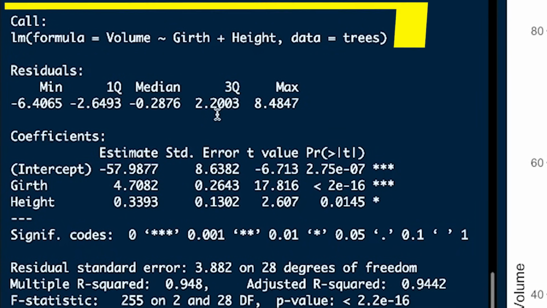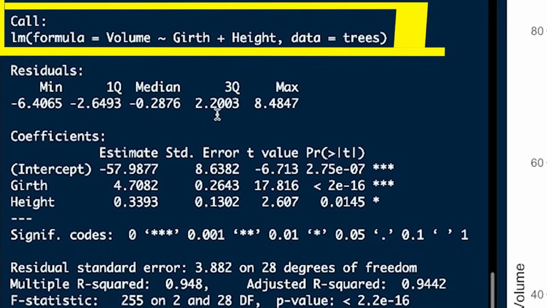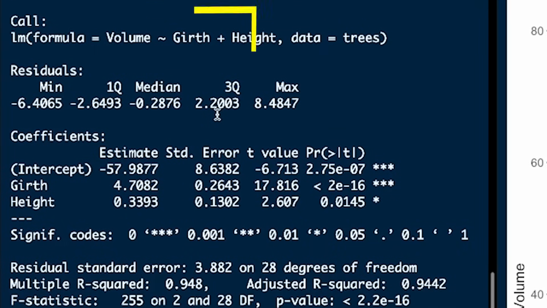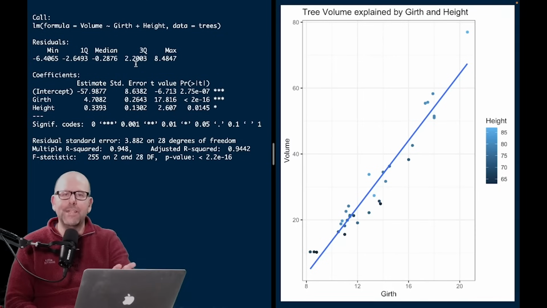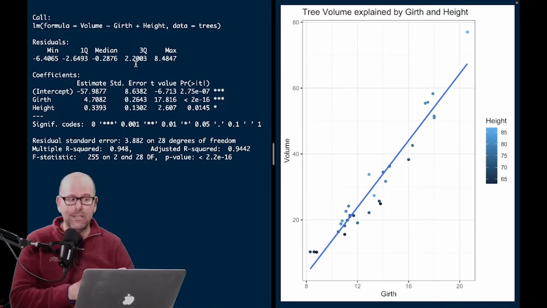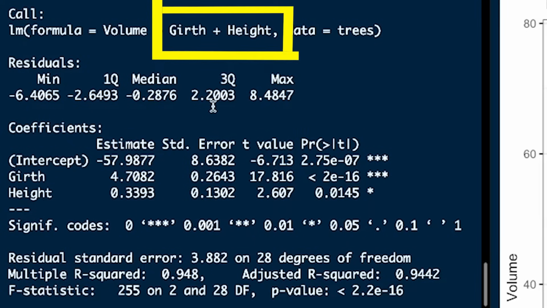Our formula at the top, we've got volume is explained by girth plus height. The plus there is important if you're working in R, and other software may use a different way of explaining this, but we're just adding height in as an explanatory variable. We're not suggesting at this stage that there's any interaction between girth and height, and we're going to come to interactions in just a minute. Right, so we're keeping things simple just for the sake of the lesson. So girth plus height, data equals trees.